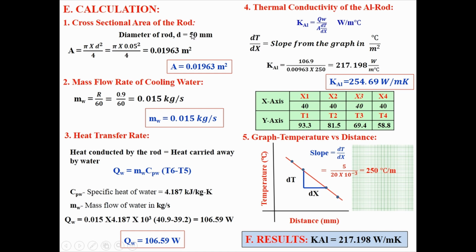That is 50 mm they have given, converted into meter. Then substitute, and you will get the cross-sectional area equal to 0.01963 meter square. First parameter is over. Second parameter, you have to calculate the mass flow rate of the cooling water.